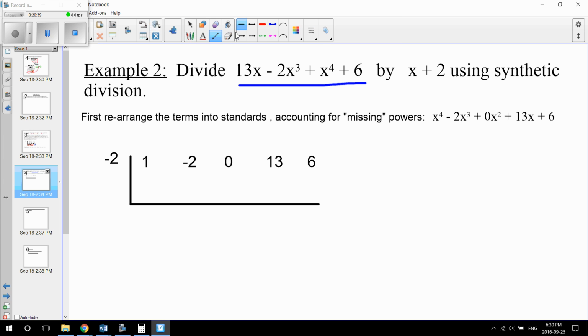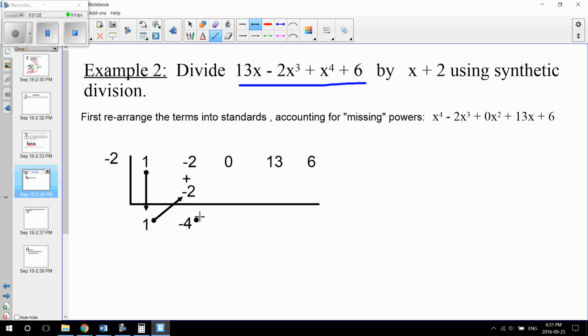So then again, remember we start by carrying down our first coefficient into our answer. So we start off with a 1. Then we multiply our k by this number. So negative 2 times 1 gives us negative 2. And remember we add our column. So we have negative 2 plus a negative 2, so we have a negative 4 down at the bottom.